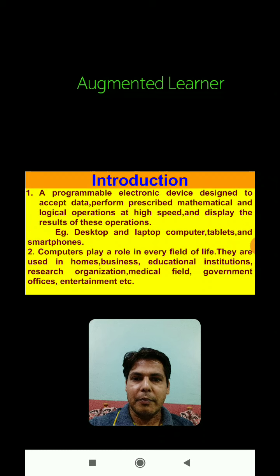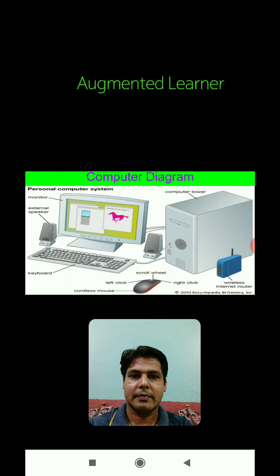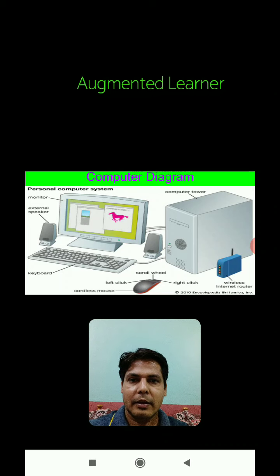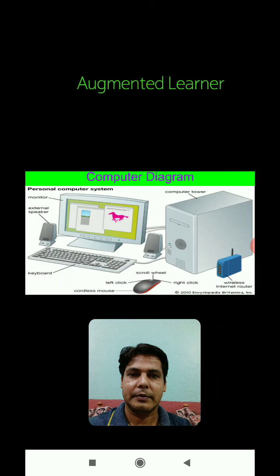We all know that computers play a role in every field of life. They are used in homes, businesses, educational institutions, research organizations, the medical field, government offices, entertainment, etc. Now let's discuss the computer diagram. In this diagram we see a monitor, speaker, keyboard, mouse, CPU and wireless internet router.